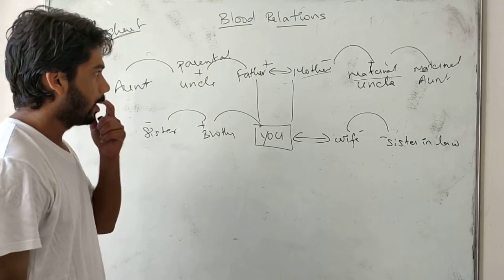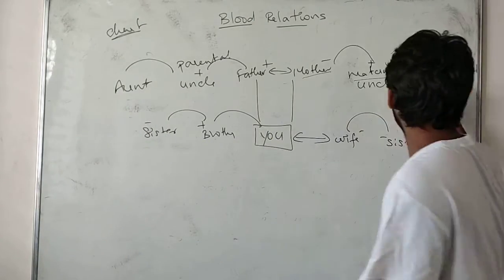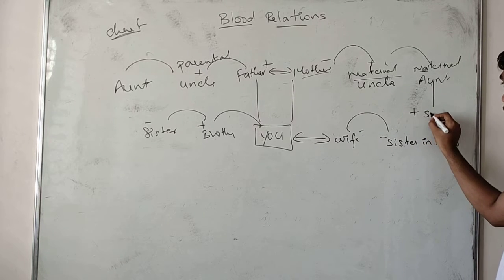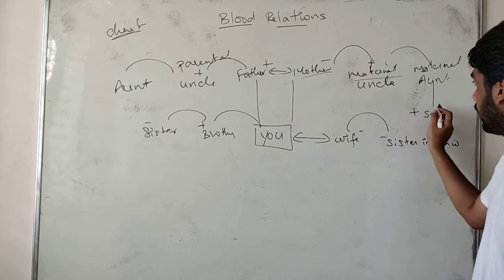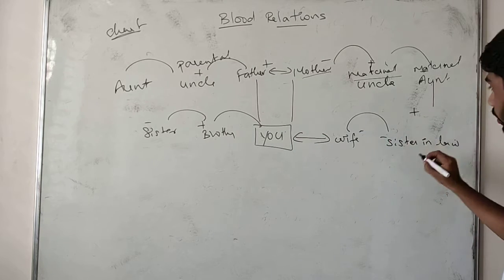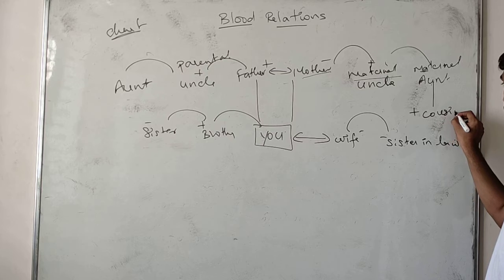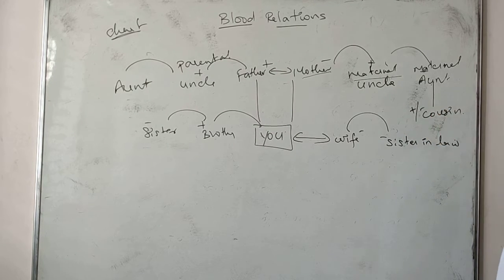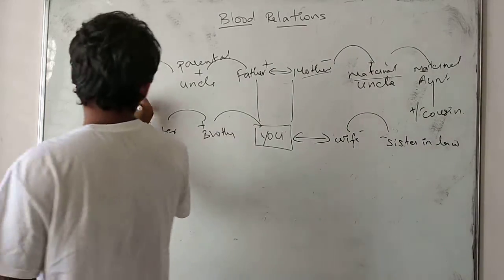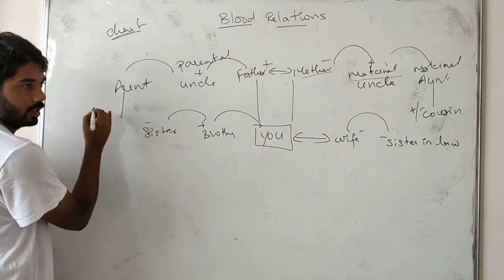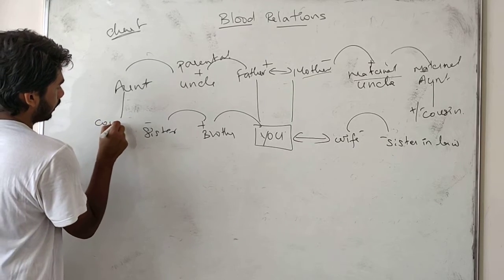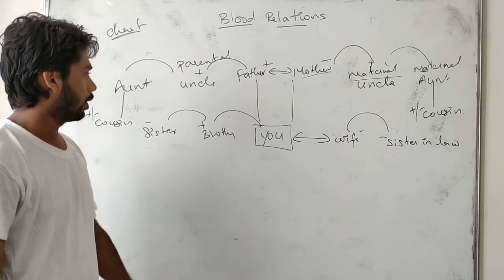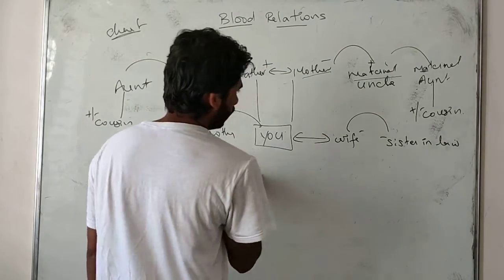Students, now one more thing. Now your uncle is there, aunt is there. Your aunt's son is there. What is he for you? Your aunt's son will be called cousin. Cousin may be plus or minus, you can take either. If your aunt has a son or a daughter, they will be called cousin only. Cousin plus or minus, you can take anything.